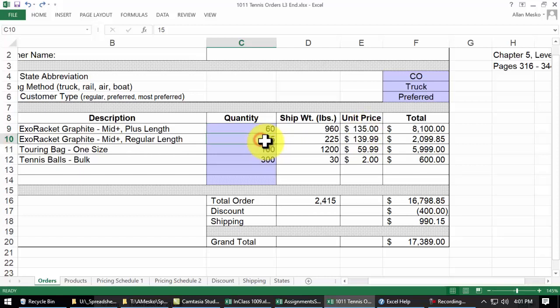Same thing here. If I change that to 150, unit price stays the same. But here, this is 300. Remember, over 240 was $2. So if I ordered less than 240, this price should go up.